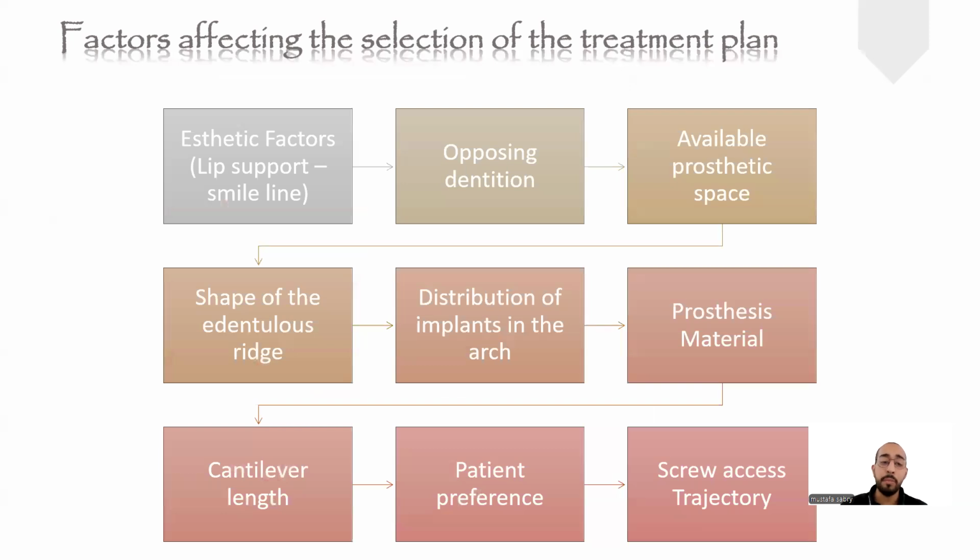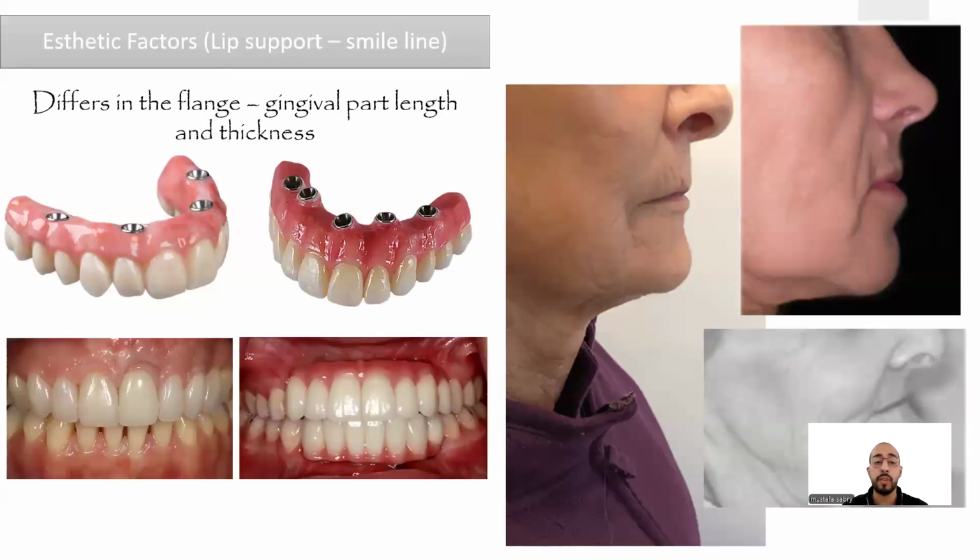Before going to the treatment, we have to be oriented with the 9 factors for the treatment planning, which is very important to meet the expectations of you, other clinicians, and of course, your patient. If we start with this, we will start, of course, with the aesthetics, with the lip support, and with the smile line of the patient, which makes a lot of difference in your decision.